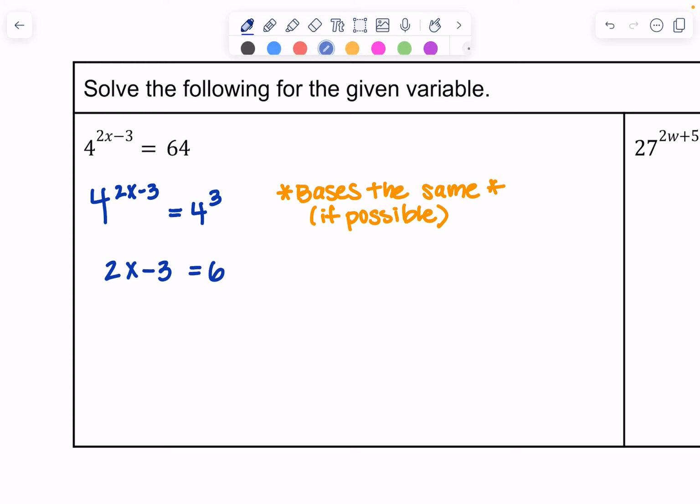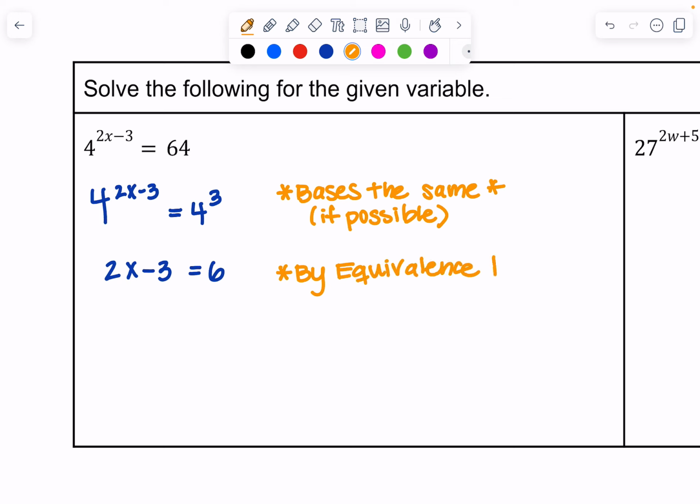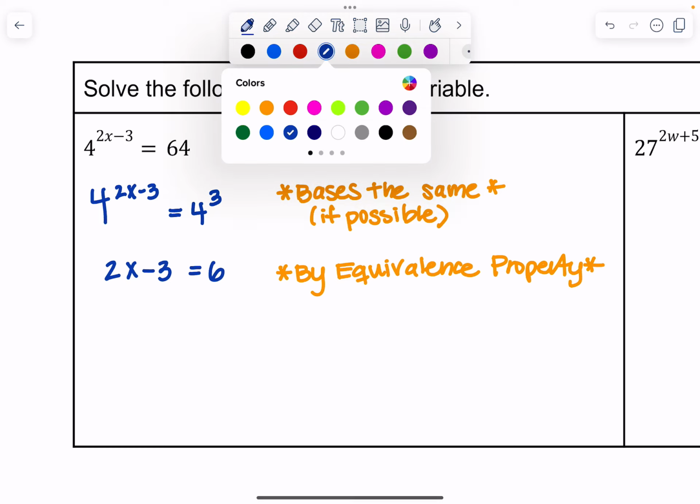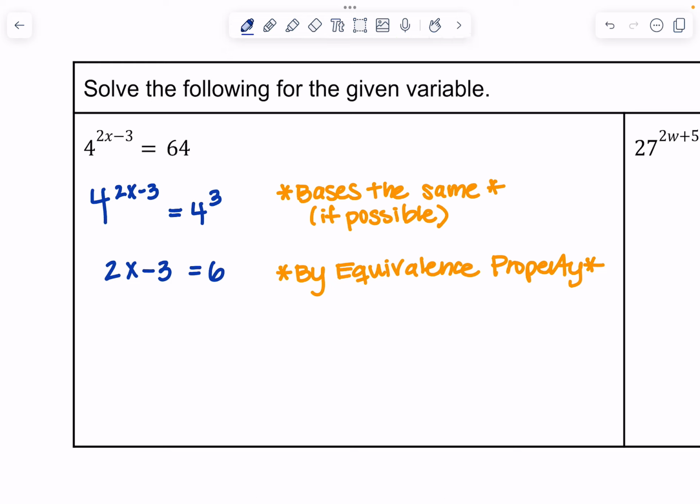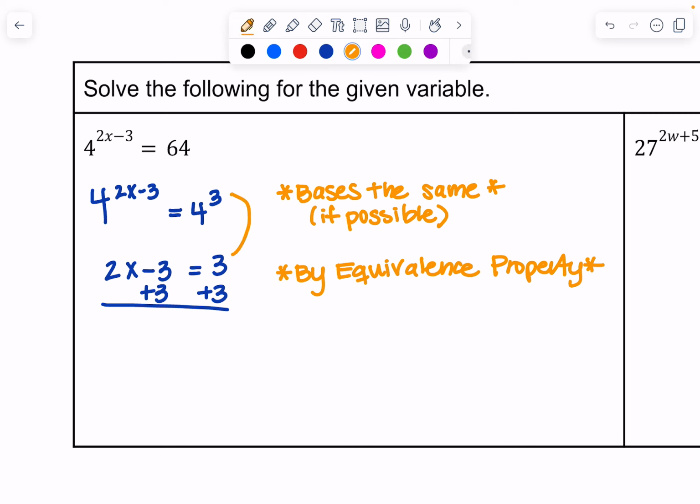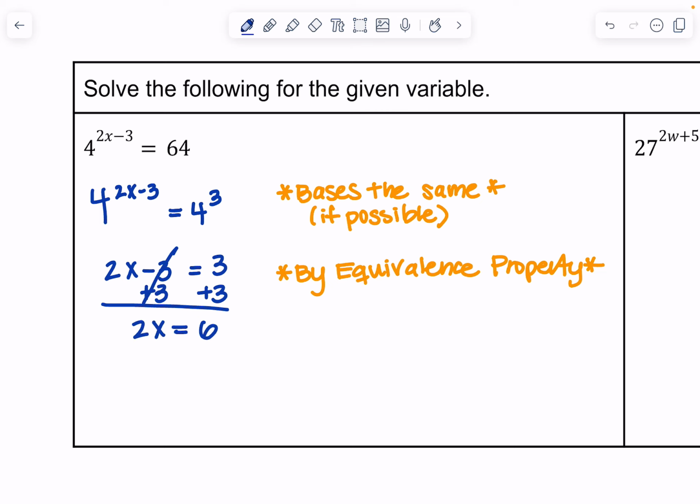And we are allowed to do that by the equivalence property, which says that because the bases are the same, we can set the exponents equal to each other. All right, then I just solve for x. Oops, I put a 6 here, I didn't mean to. 3, sorry. Hopefully you can see that this 3 goes here, my bad. Okay, and I'm going to be left with 2x equals 6. And divide by 2, and I have x is equal to 3.